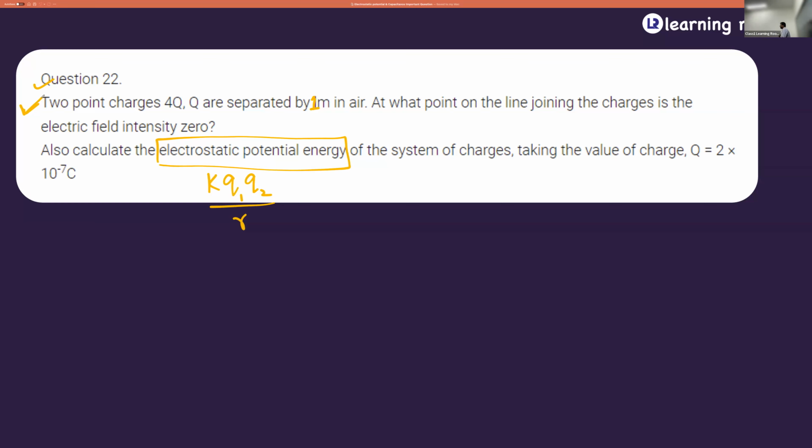So for the first one, what is the expected answer? Will it be greater than 1, less than 1? It should be less than 1.